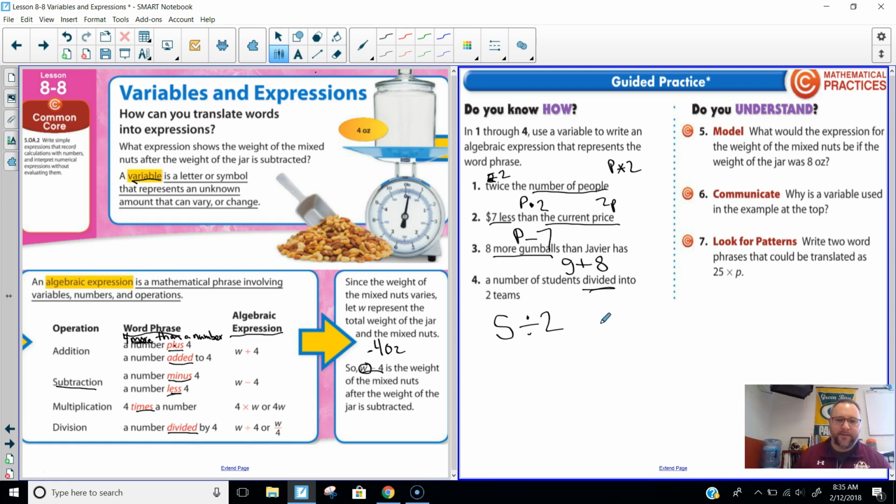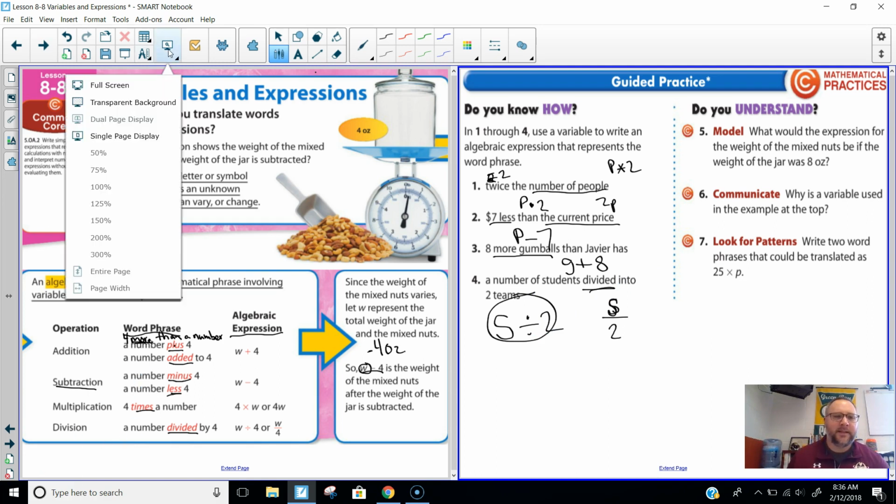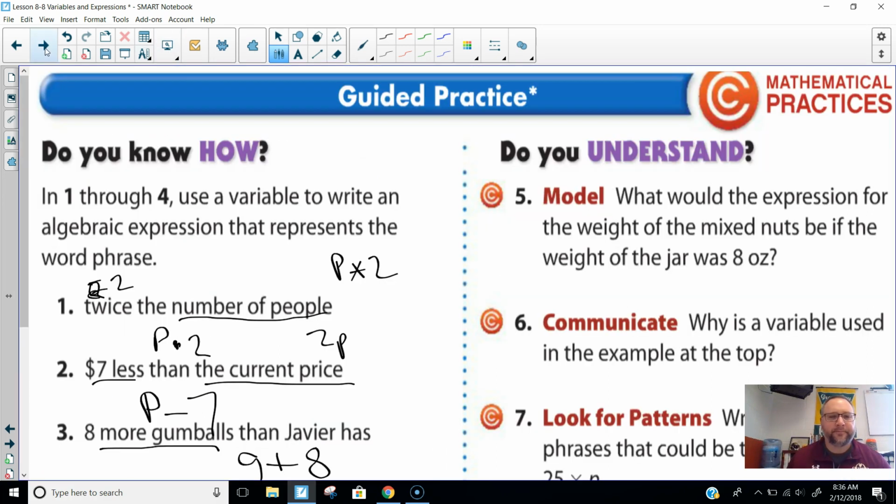Another way you could do this is show it as a fraction, S divided by 2. That's an S, not a 5. S, there we go. S divided by 2. I like this way. It's not confusing for you. It's pretty flat out. S is being divided by 2 right there. Alright, I'm going to go back to my single page display.